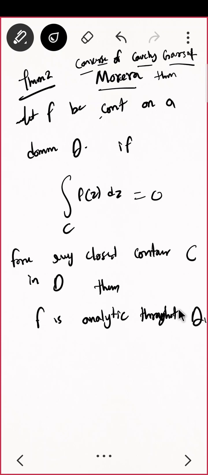Correct? Do you see how beautiful this theorem is? If your integral is 0, then the function is analytic. And in the Cauchy-Goursat theorem, what did we do? If my function is analytic in D, then the integral over that function is 0. Correct? If the function is analytic throughout your D, then the integral will be 0. Now we are doing the converse of that.